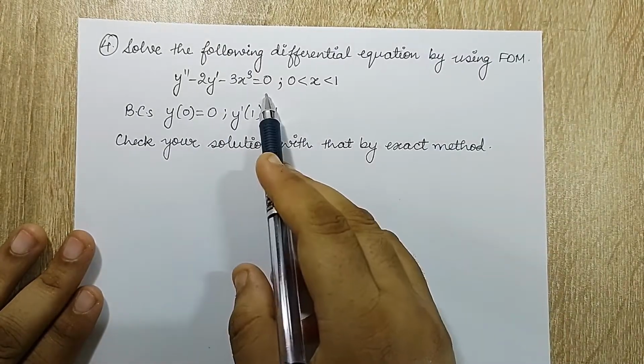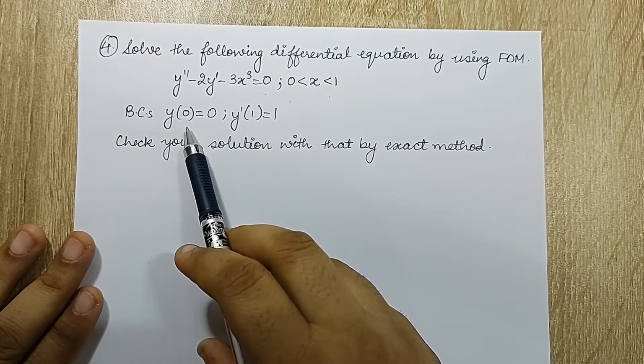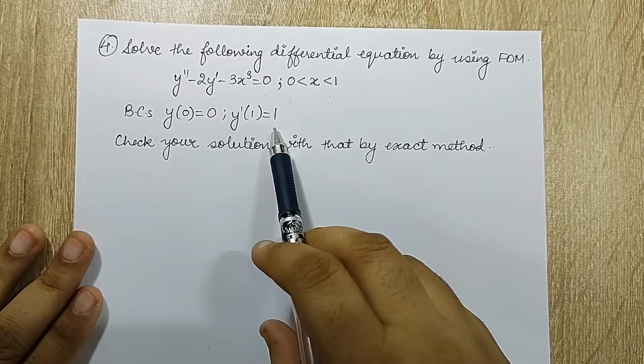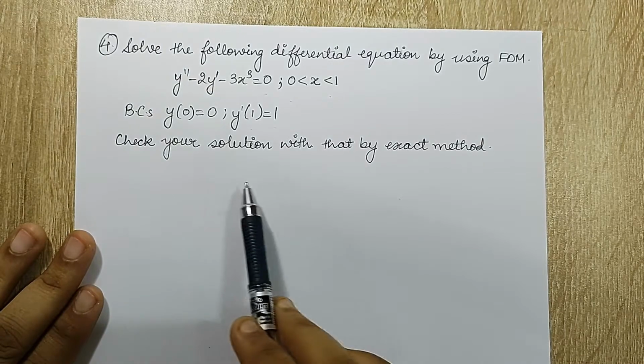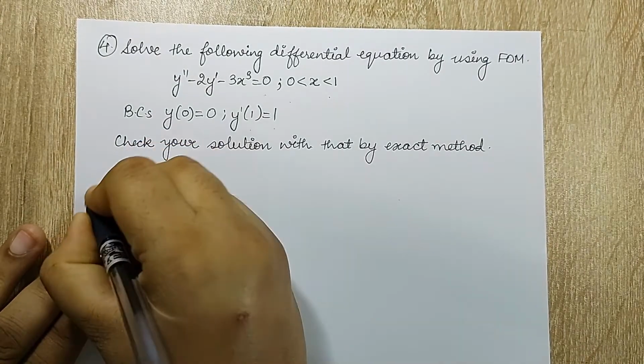The equation is given here. The domain is from 0 to 1. Boundary condition: y at 0 is 0 and y dash at 1 is 1. Check your solution with that by exact method. So I have to solve by exact method as well.